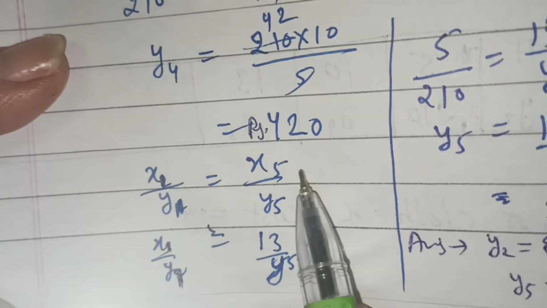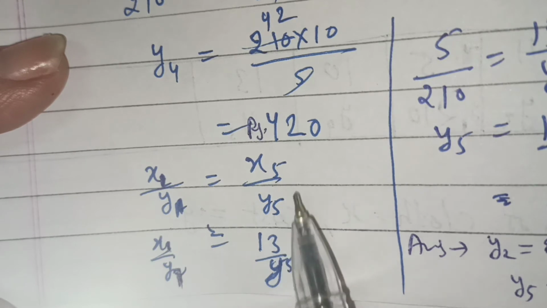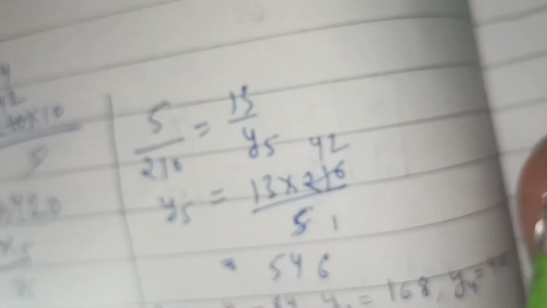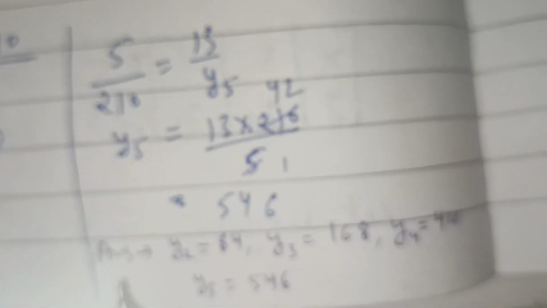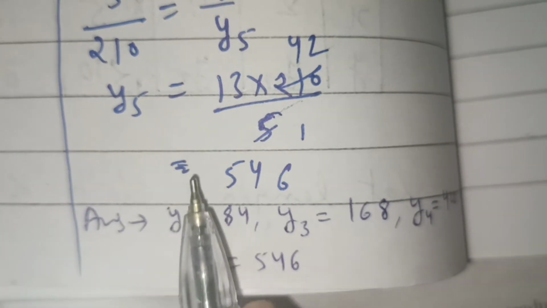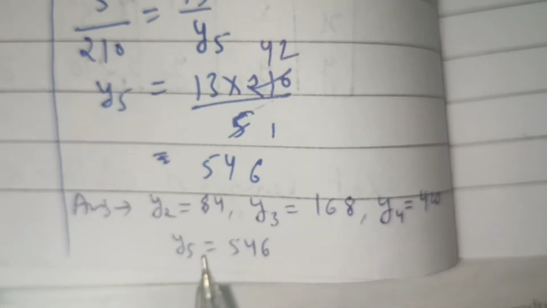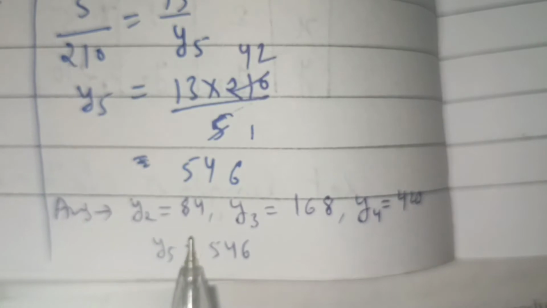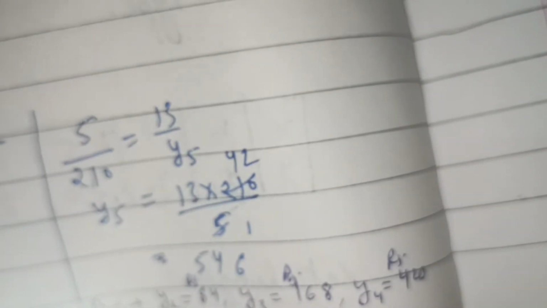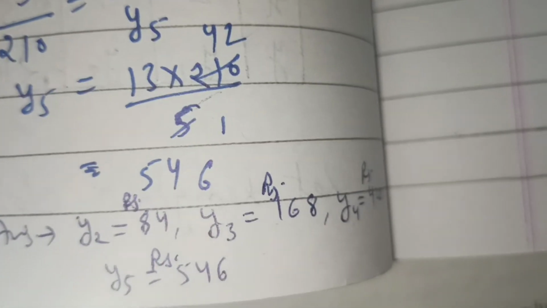Again x1 y1 we know, x5 and y5 we have to find. Here again we put 5 meter cloth is 210. So for 13 meter cloth, the value of y5 will be 546. Here we got the costs for 2 meter, 4, 5, 10 and 13 meter cloth. We can write in the answer rupees. We got the values by direct proportion.